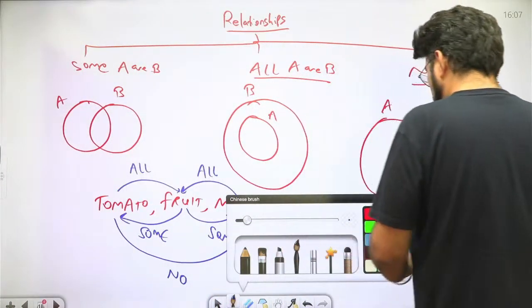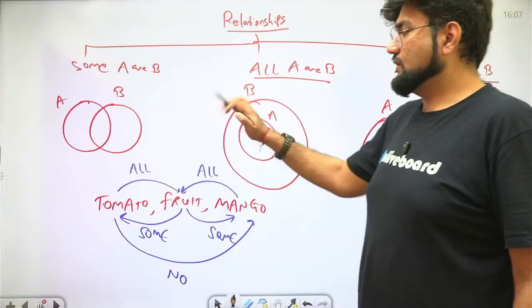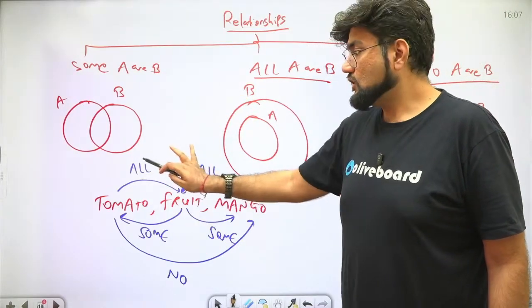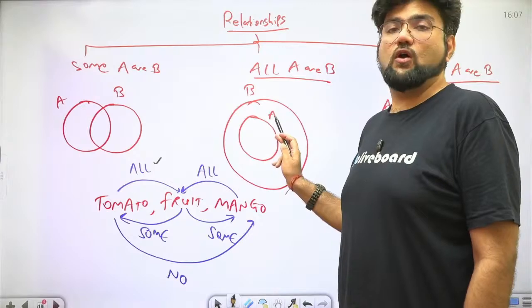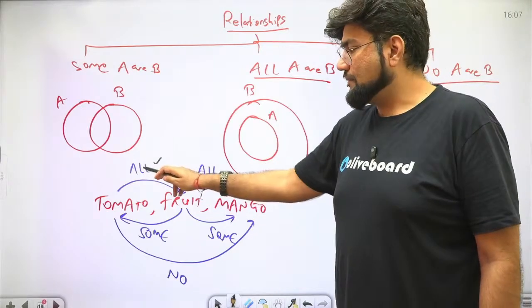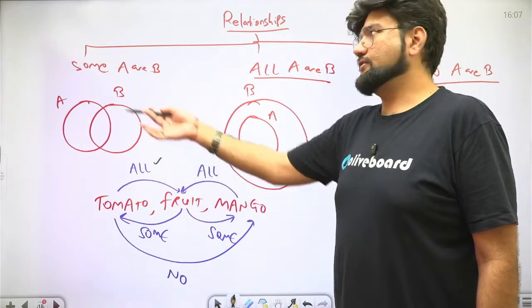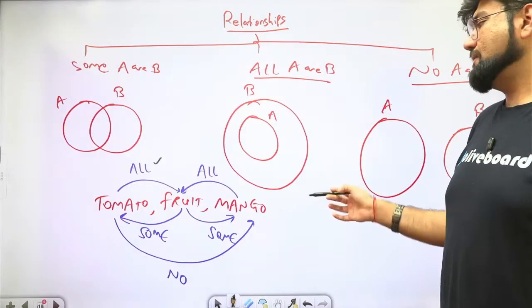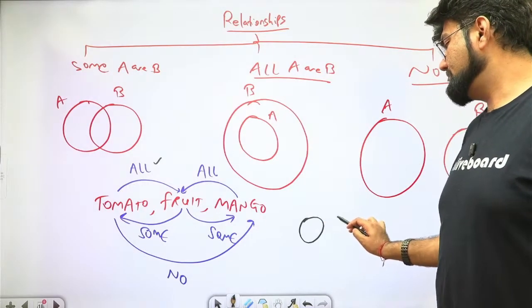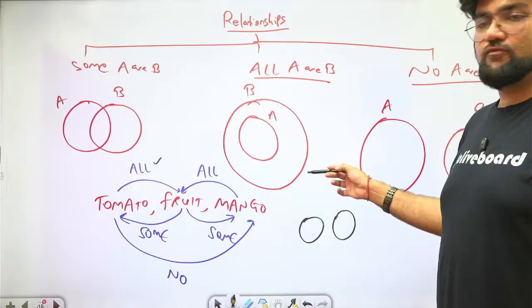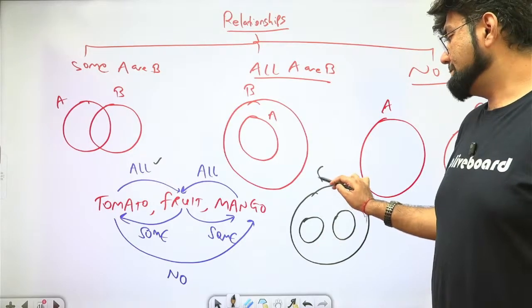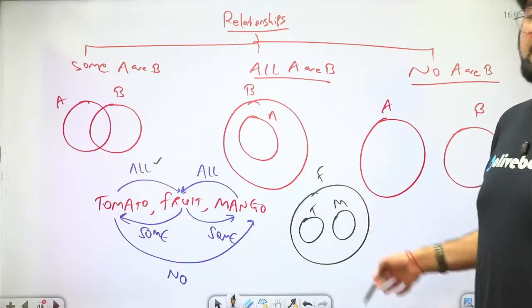Now, to convert this quickly into a Venn diagram, whenever you see a pair of all and some together, you will preferably always draw the figure of all. And if you see some and some, then you will draw the figure of some. If you see a no, obviously you will draw no. So, tomato and mango, there is no relationship. All tomatoes are part of fruits. All mangoes are also parts of fruits. So, this is how it will look. This is my final Venn diagram.